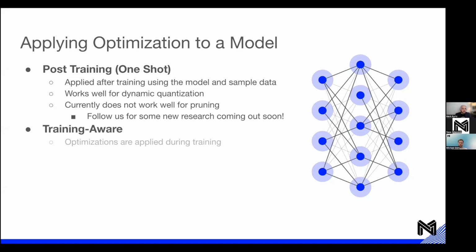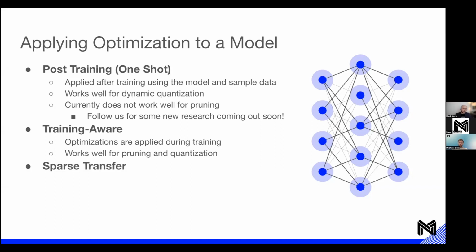And then after that, we have training aware. So this is where optimizations are applied during training. So for example, instead of pruning a model and not retraining, what we can do is actually prune step by step. So prune at 10%, retrain for a little bit, prune at 20%, retrain for a little bit, where we're removing 20% of the weights, and continue training. What this allows us to do is converge to an accurate solution much easier. It works well for both pruning and quantization.